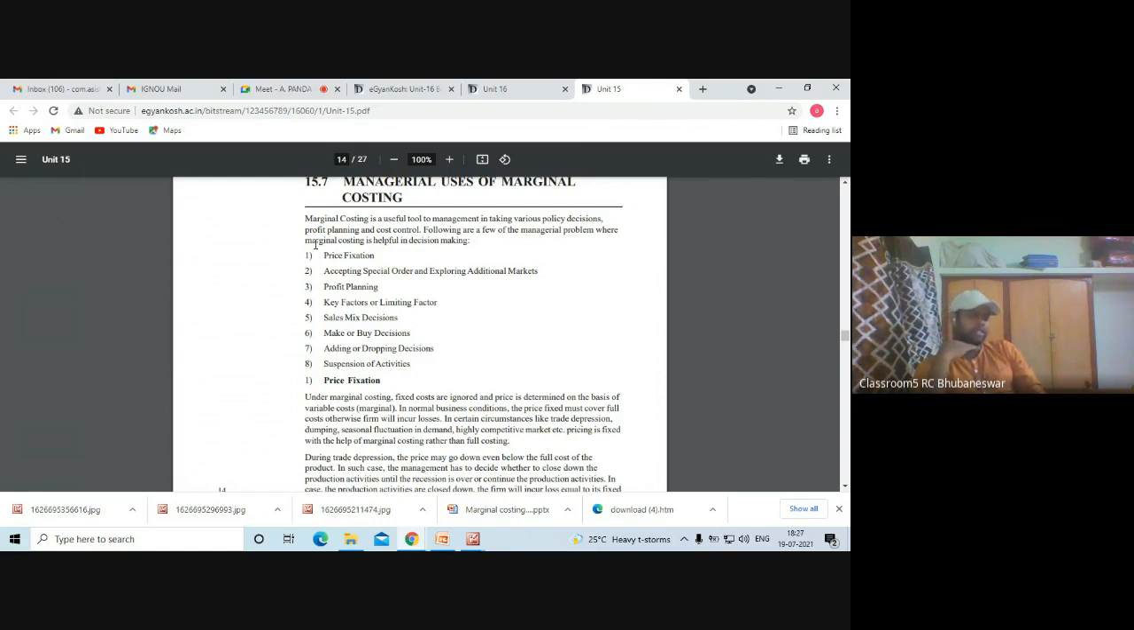Then sales mix decision. Sales mix means if there is more than one product available. Let's take for example, A is there, B is there, C is there. Then what is the optimum mix?